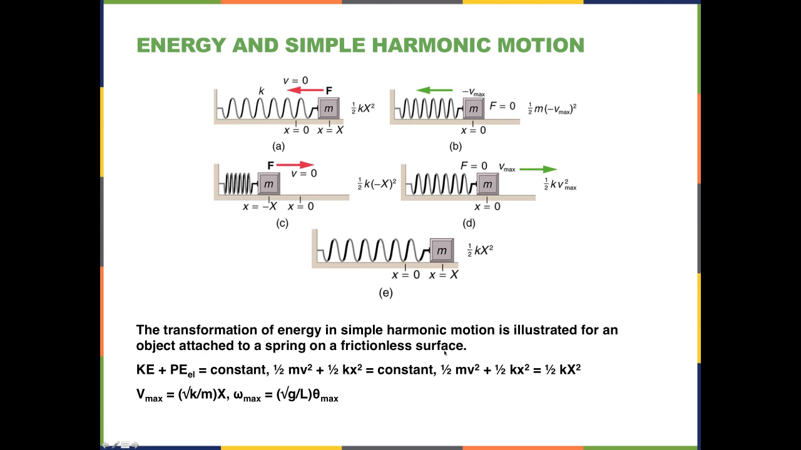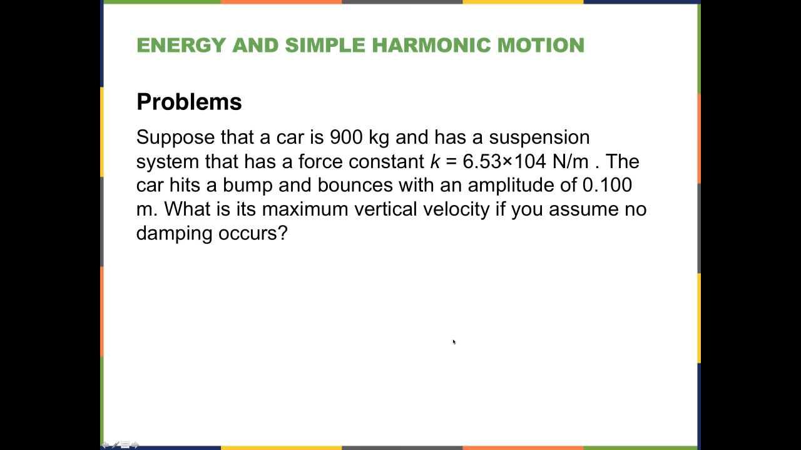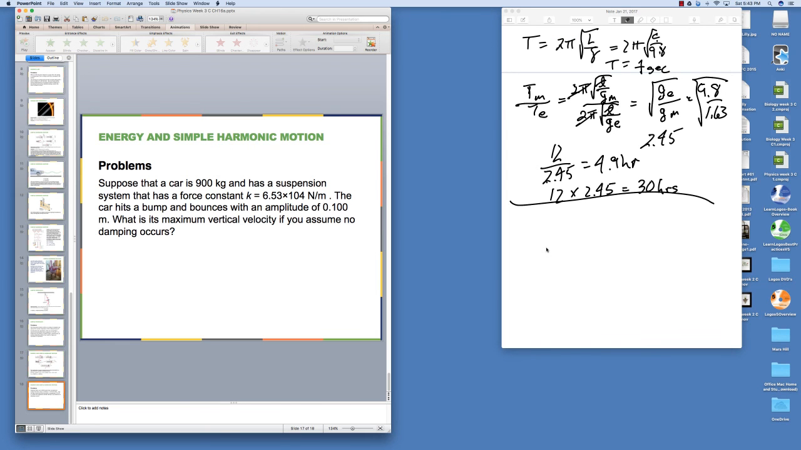So let's finish up. We have one more problem to do and then we'll be done. Suppose a car that is 900 kilograms has a suspension system with the force constant given here. The car hits a bump and bounces with an amplitude of 0.1 meters. What is the maximum vertical velocity if you assume no damping?